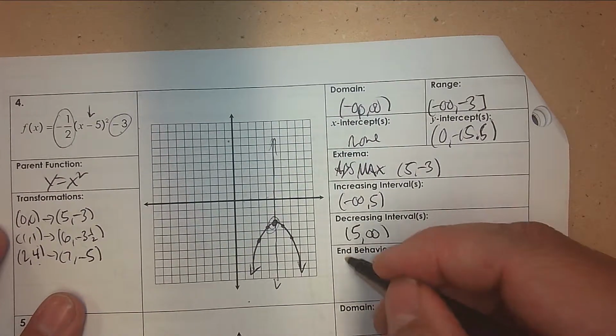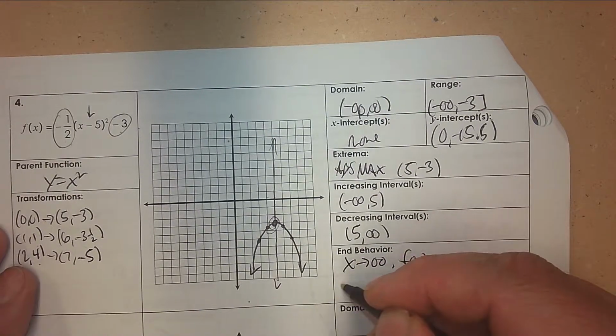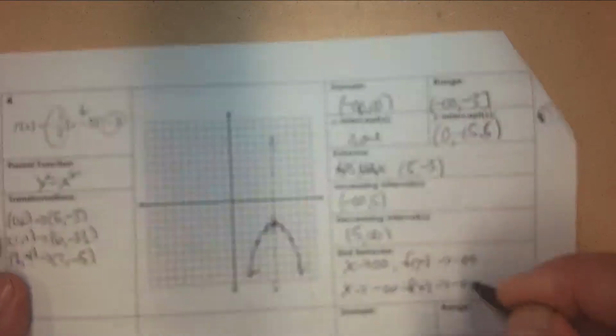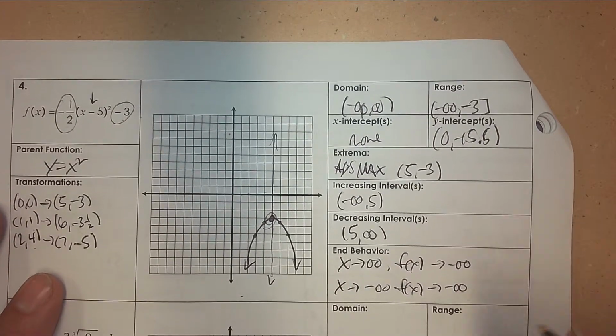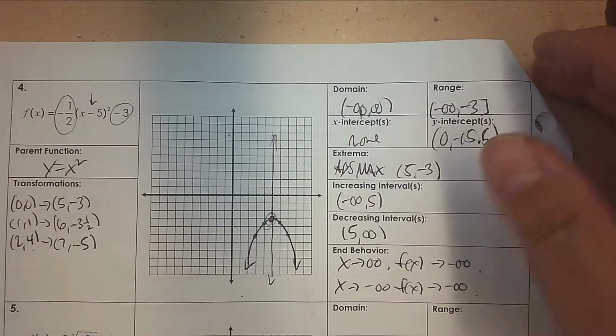The end behavior, as x approaches infinity, the function approaches negative infinity. As x approaches negative infinity, the function approaches negative infinity. Again, a fancy way of saying the right end goes down and the left end goes down. All right, number 5.